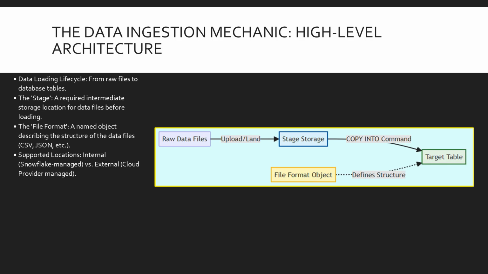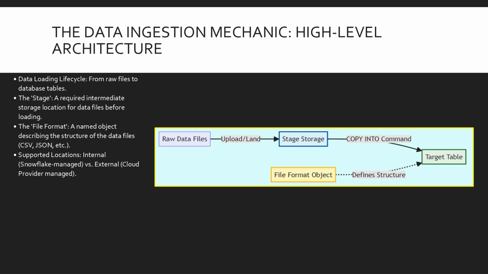To get data into Snowflake, we don't just push it into a table, we follow a specific mechanical flow. First, understand that all data files must reside in a stage before loading. Think of the stage as a loading dock. Whether it's inside Snowflake or in your own cloud bucket, the data must sit there first.